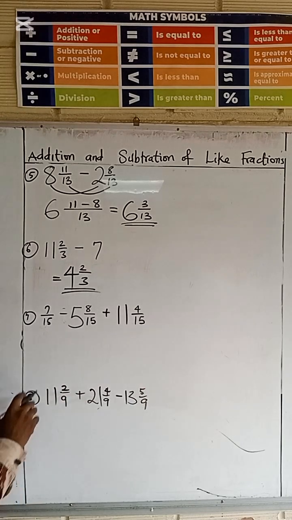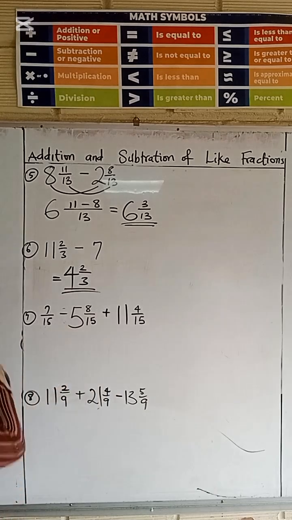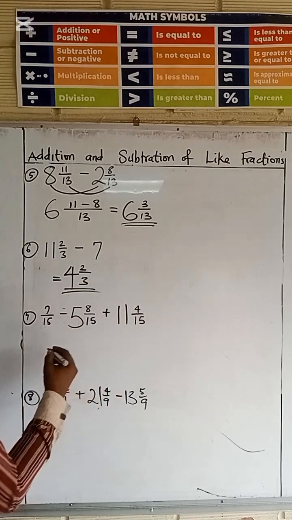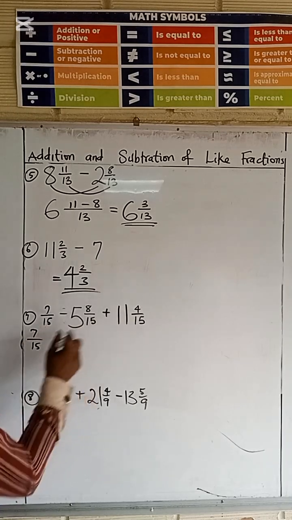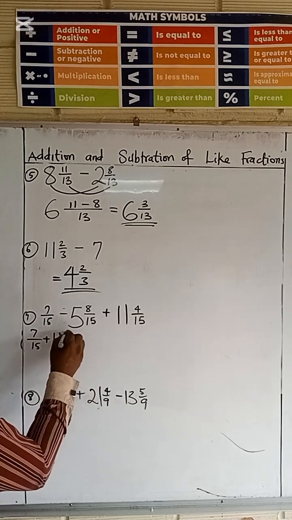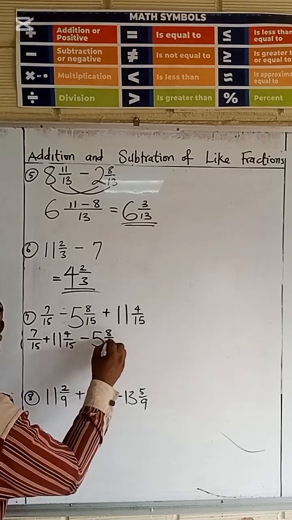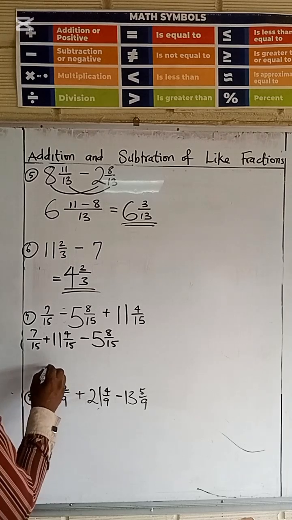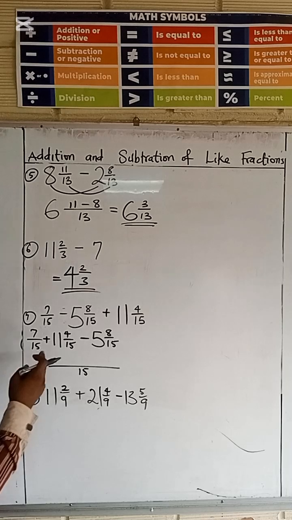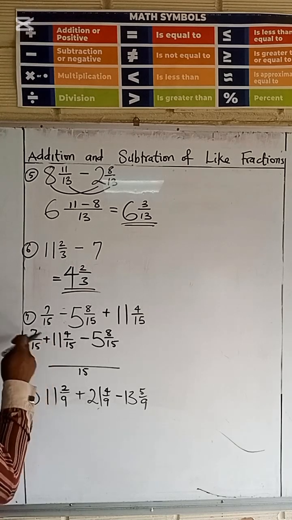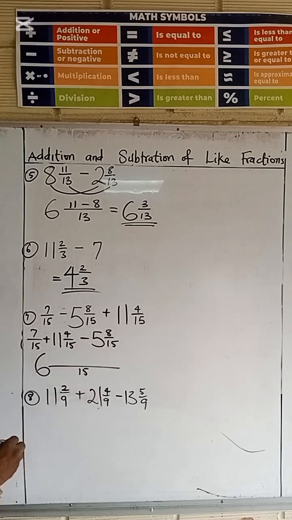Alright, the next one, we can see that we are having minus and plus here combined together. But the first thing is we need to rearrange, because addition must come before subtraction. This is addition, then this is also addition. Addition 11 number 4 all over 15. Then minus 5 whole number 8 over 15. So our LCM here is 15, because that is the common denominator that is dealing with like fractions. We have 11 here. 11 minus 5 will give us 6.